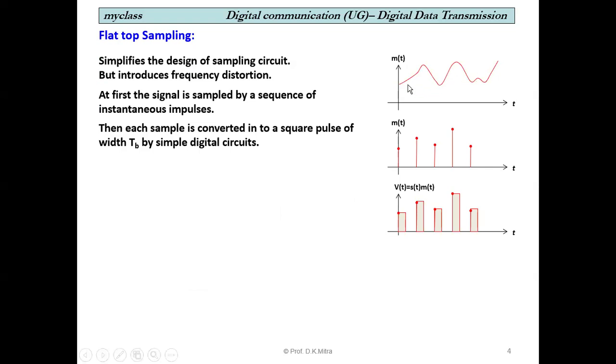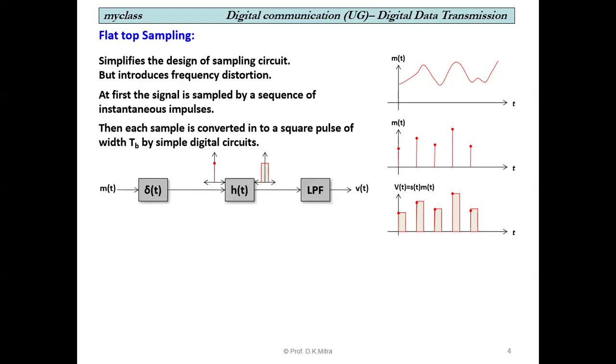This is flat top sampling where this is your baseband analog time domain signal, and with some very narrow instantaneous pulses, we sample the signal at regular intervals. Then with the help of a circuit, we create a wider pulse of that particular sampled value. So the top of each pulse is flat. This circuit is simpler. Each sample is converted into a square pulse of width TB by a simple digital circuit. A simple flip-flop, one single flip-flop will serve the purpose.